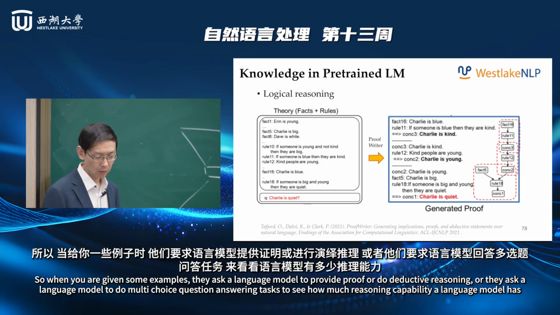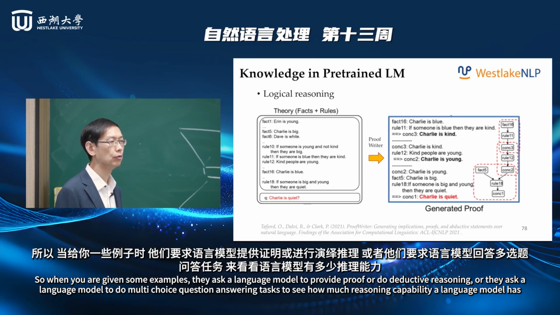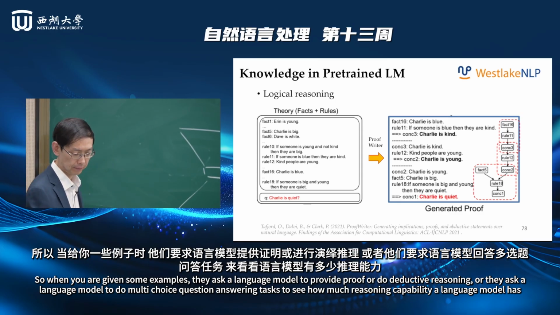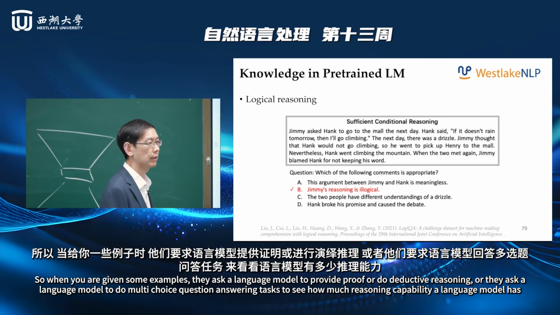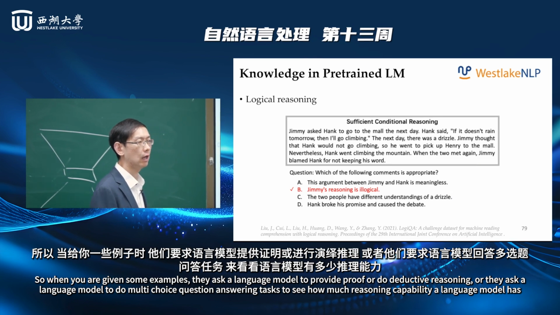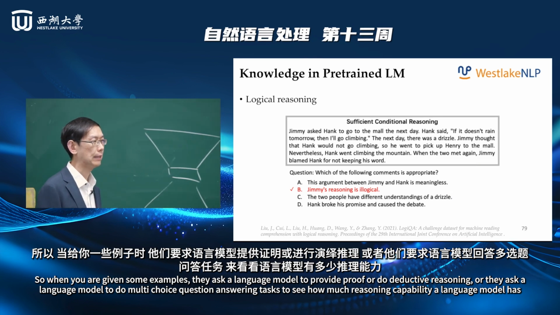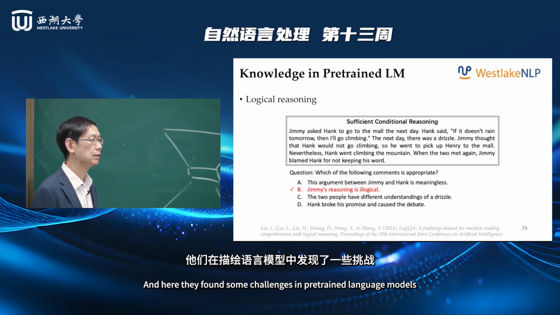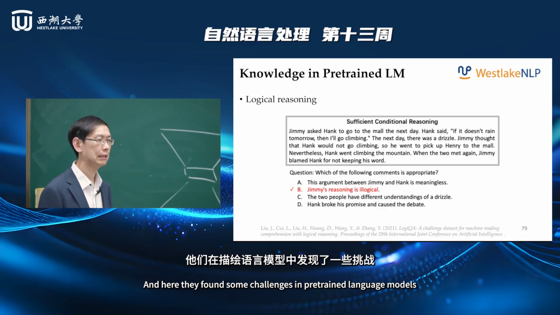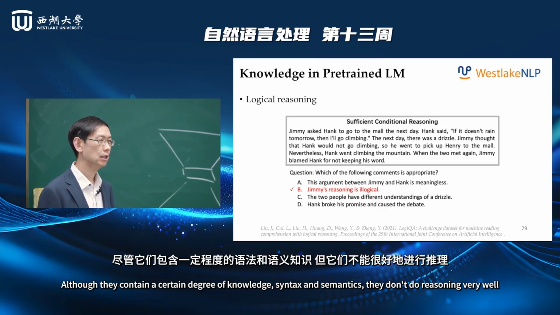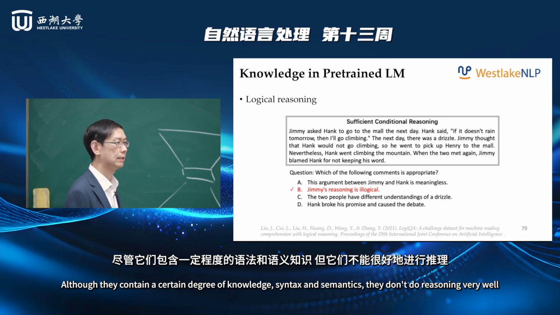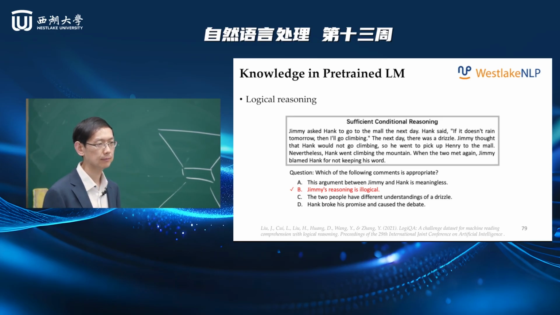So, when you're given some examples, they ask a language model to provide a proof or do deductive reasoning. Or they ask a language model to do multi-choice question answering tasks to see how much reasoning capability a language model has. And here, they found some challenge in pre-trained language models. Although they contain a certain degree of knowledge, syntax and semantics, they don't do reasoning very well. Actually, they do reasoning very badly.